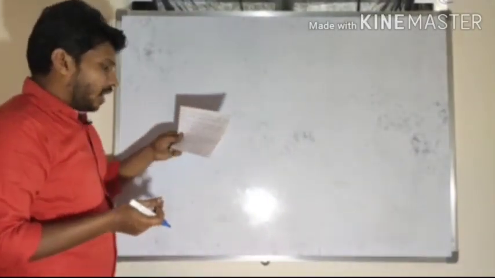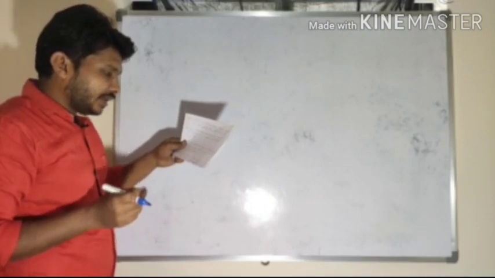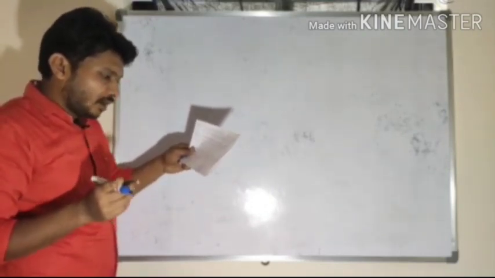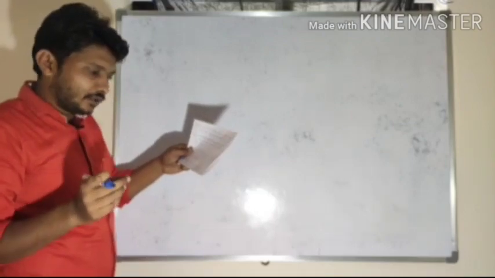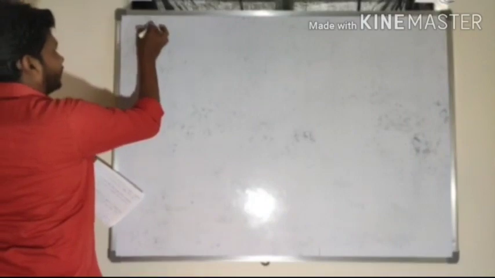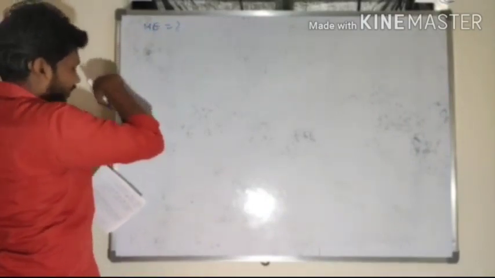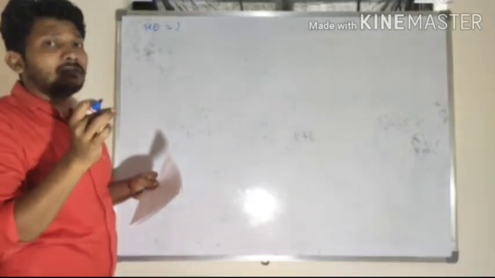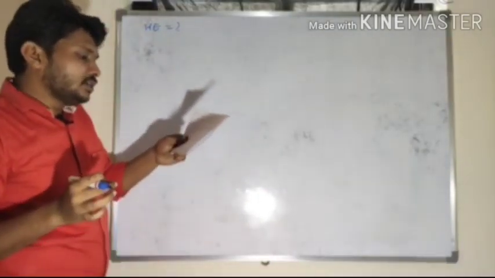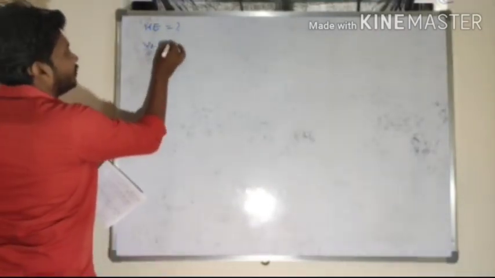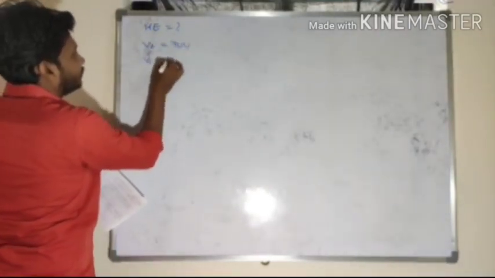So next one: how much kinetic energy will be gained by an alpha particle going from a point at 70 volt to another point at 50 volt here. So how much kinetic energy is required by an alpha particle? The alpha particle is nothing but a helium nucleus here. So to move from a potential of 70 volt to 50 volt.